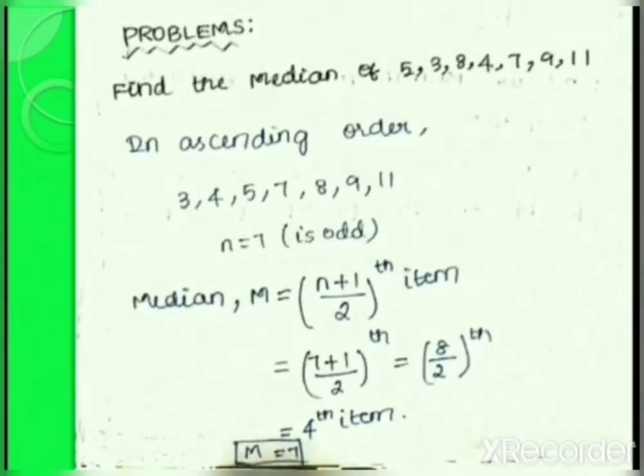Let us see one example. Find the median of the data given. We have to first arrange the data in ascending or descending order. Then we have to count how many data are there. Here 7 data are given, so n is equal to 7. So 7 is obviously odd. So we have to use the formula n plus 1 by 2th item. Here n is 7, so 7 plus 1 by 2, which is 8 by 2th item, which is the 4th item. So our 4th item is 7. So our median is equal to 7.